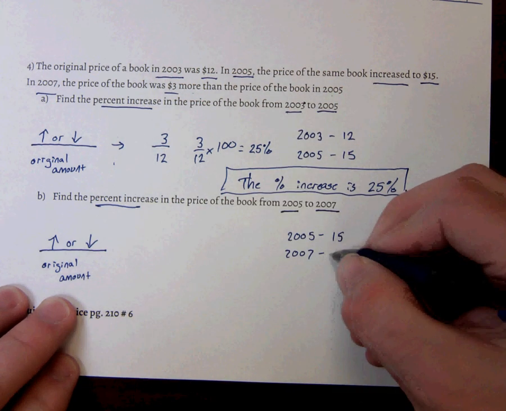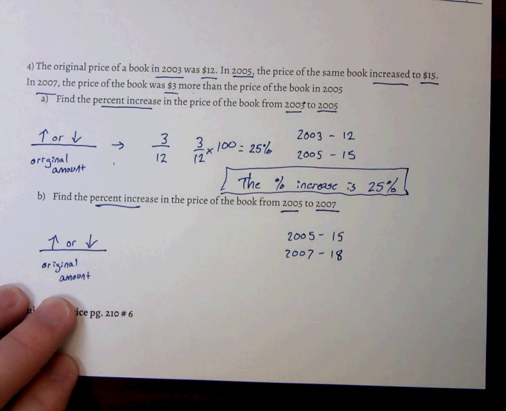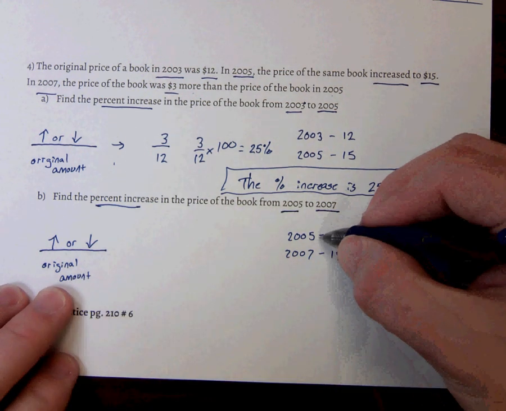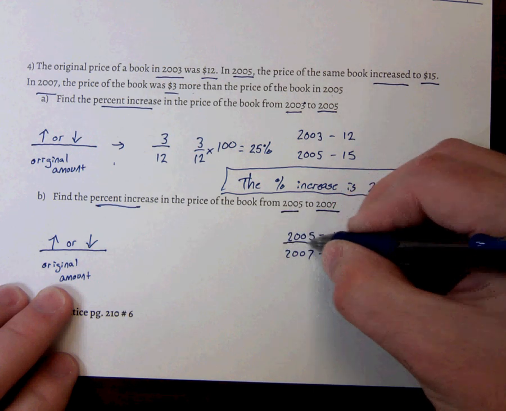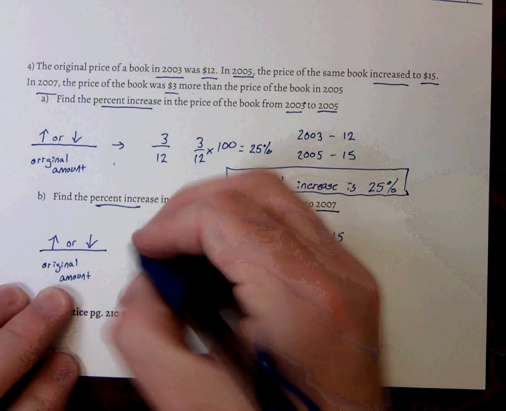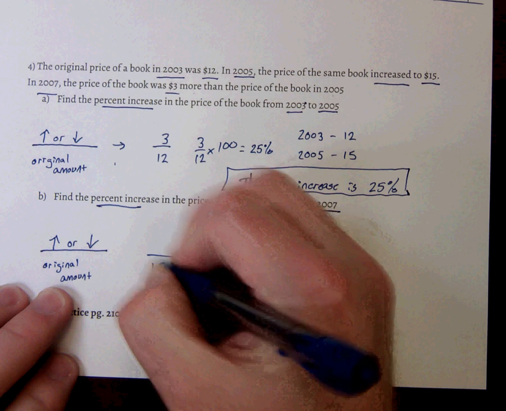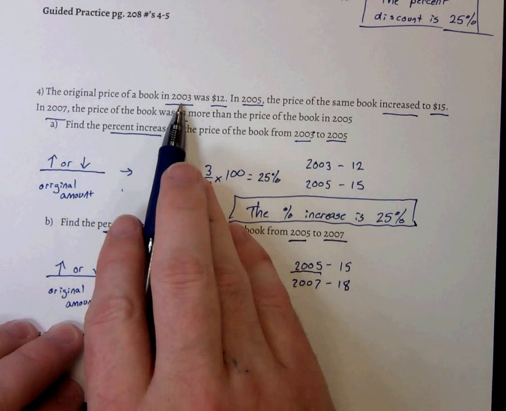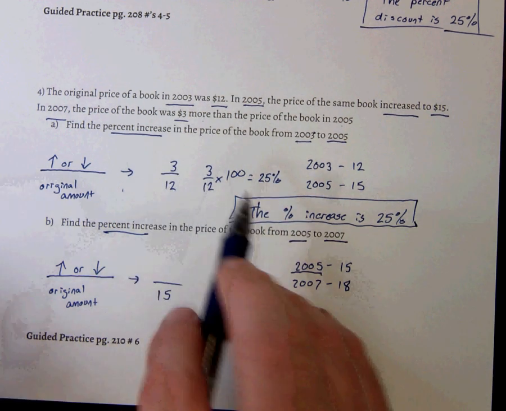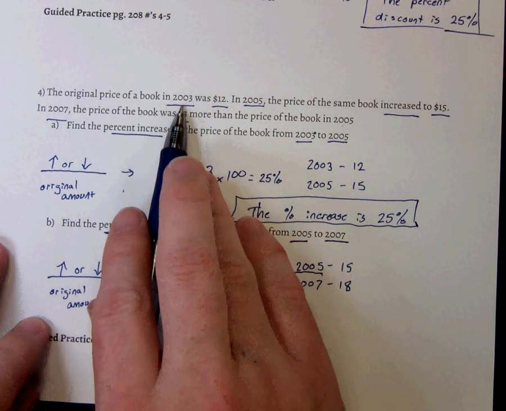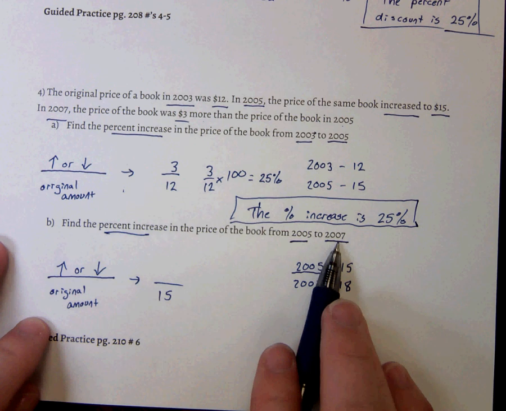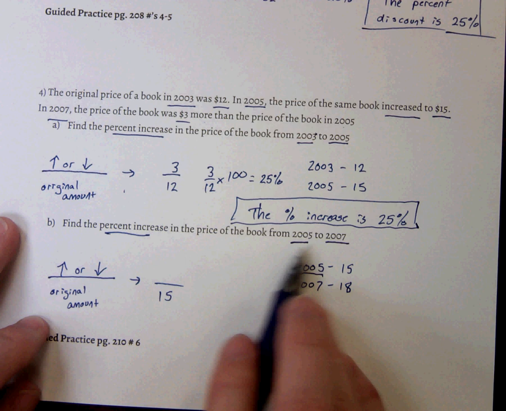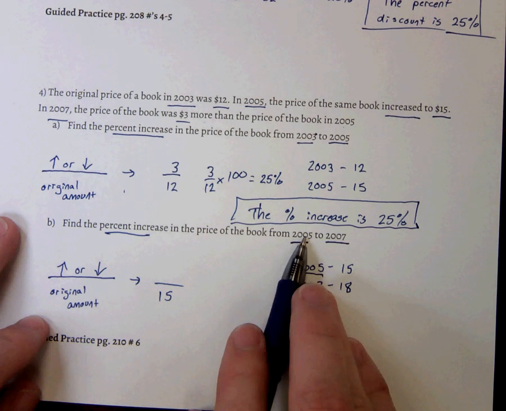So what's the original amount? The original amount will be the price in 2005, $15. Do not go to the price in 2003 because we're not looking at the increase from 2003 to 2007. We're looking at the increase from 2005 to 2007. So 2005 will be your original amount. Alright, how much does it go up or down? Well, 15 to 18, it goes up 3.